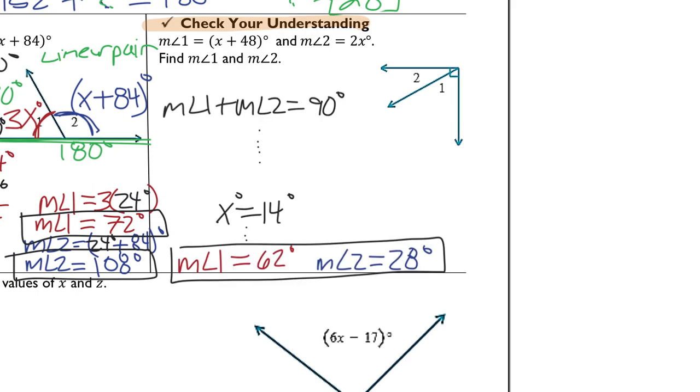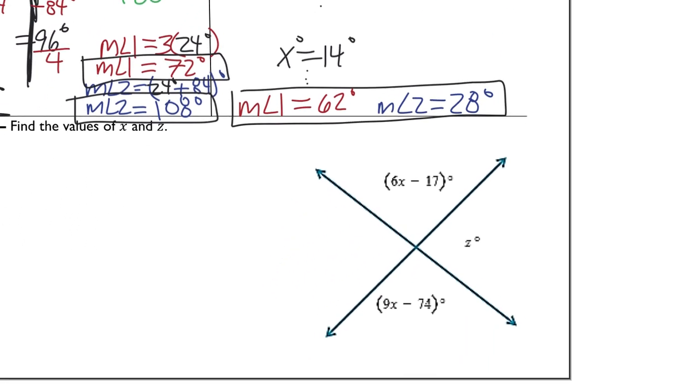So hopefully you tried it. Remember, angle 1 and angle 2 together are 90. You do some work by substituting. You solve for x, you get 14 degrees. You substitute those back into both of the original equations, so 2 times 14, and 14 plus 48, which will give us 62 and 28, which in fact add up to 90 degrees. So hopefully you had that.